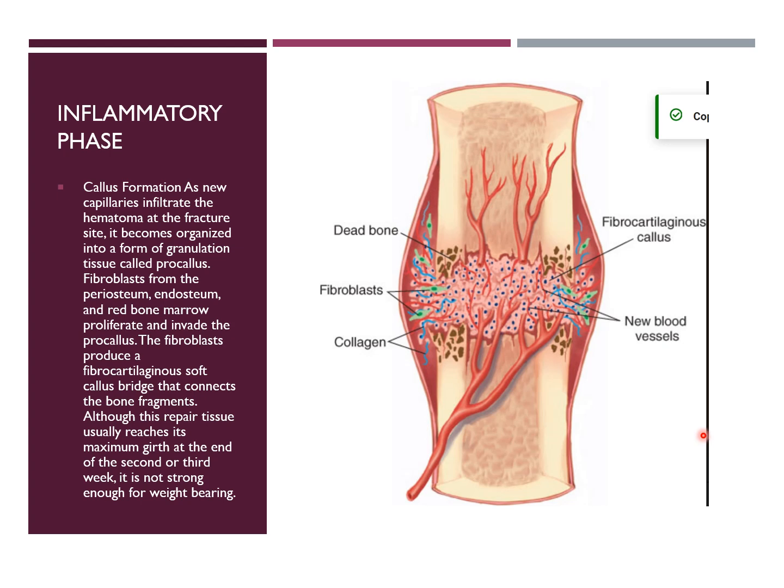So the next stage is the inflammatory phase and callus formation. As these new capillaries start to infiltrate the hematoma at that fracture site, it starts to become organized into a form of granulation tissue called procallus. Okay. Fibroblasts from the periosteum and the endosteum and the bone marrow start to proliferate and invade that procallus area. Fibroblasts produce this fibrocartilaginous soft callus bridge. You can see that right through here, that connects the bone fragments.